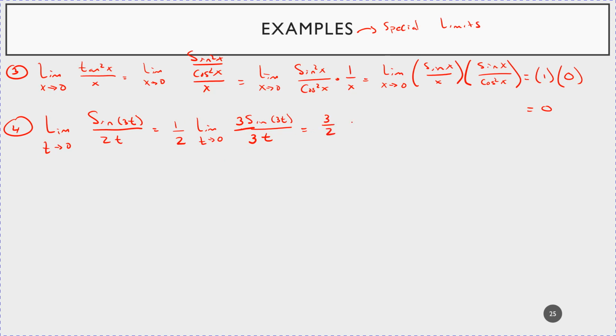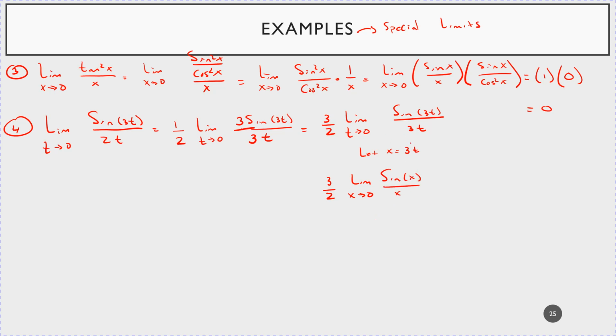So this becomes 3/2 the limit as t goes to 0 of sine of 3t all over 3t. Now notice this right here. If I just do a change of variables, let's let x equal 3t. Well, here's the thing. As t goes to 0, 3t goes to 0, and x also goes to 0. So I could even rewrite this next as 3/2 times the limit as x goes to 0 of sine of x over x.